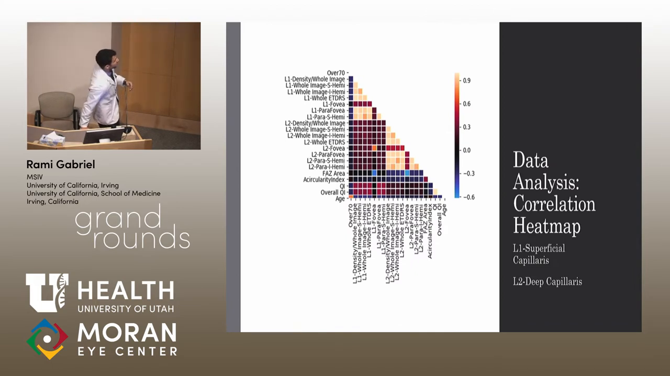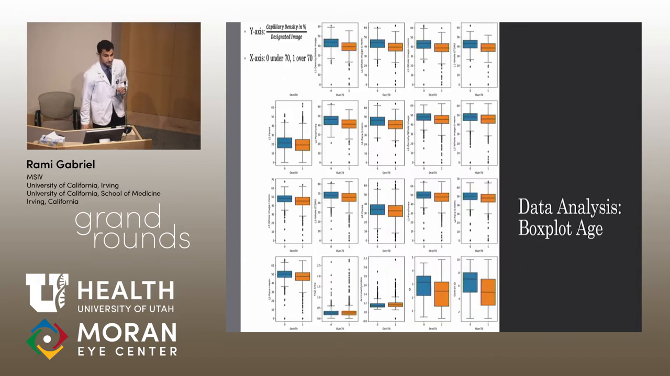So this is just a correlation heat map. You can see if something's highly correlated, then you will get a lighter color. L1 and L2 are just the superficial and deep capillary plexus respectively. And then the whole image or the hemisphere, separated by different sections of the OCTA image.